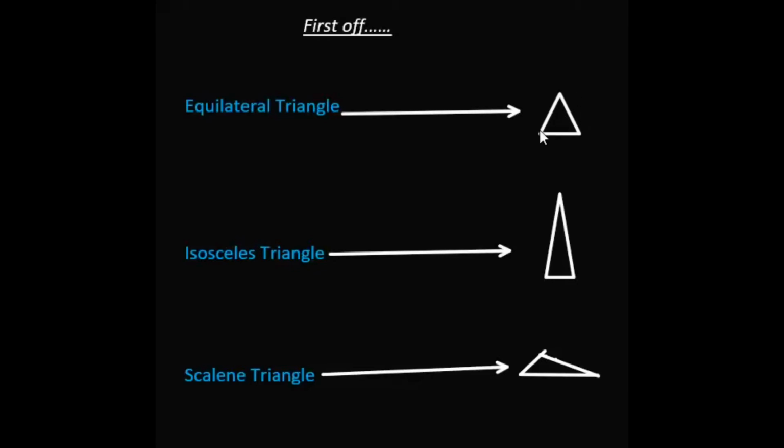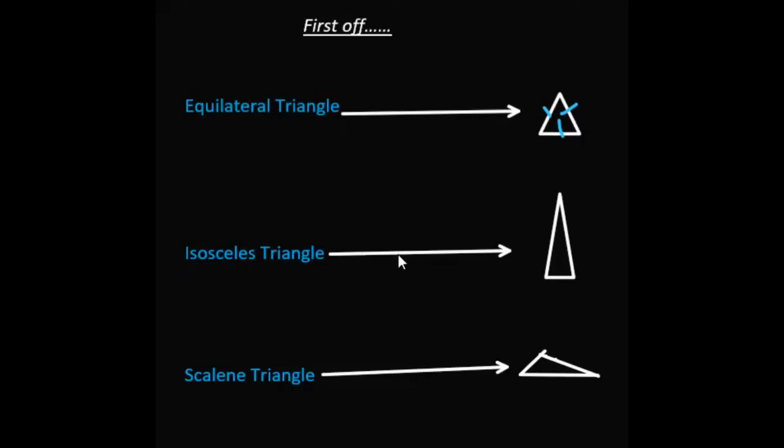So this is an equilateral triangle. All three sides are equal. Okay, and you might notice in some triangles they have lines like this. This is just to show that all three sides of the triangle are equal. Okay? So now, let's move on to the isosceles triangle.